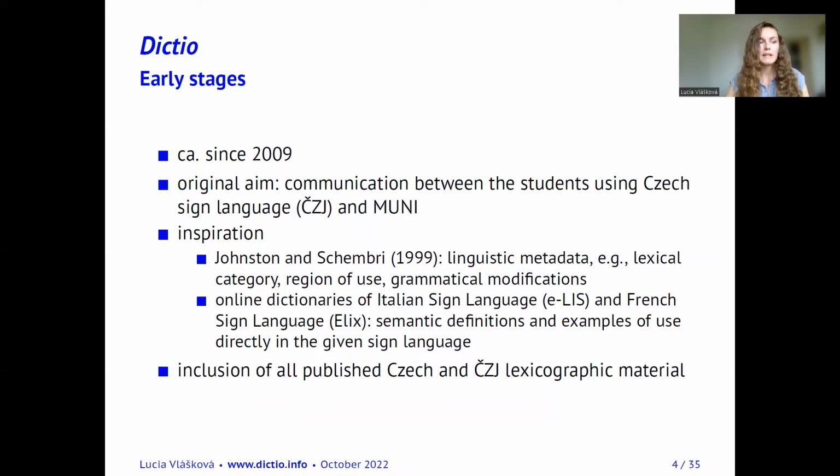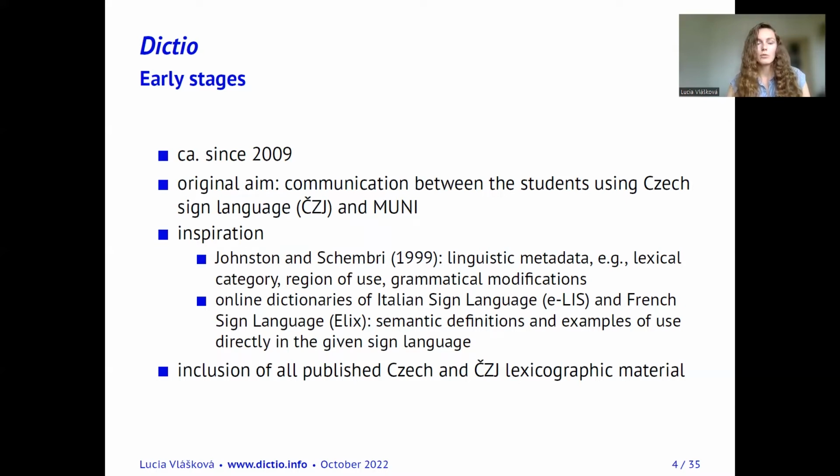We drew inspiration mainly from the canonical work of sign language lexicography by Johnston and Schembri, where they stress the importance of including linguistic metadata such as the lexical category of the sign, region of its use, or possible grammatical modifications. Dictio was also inspired by already existing sign language dictionaries of Italian and French sign languages, where they included semantic definitions and examples in the given sign language and not in the surrounding spoken language, as was the custom before. Later, it became clear that such a dictionary can serve multiple purposes and multiple groups of people.